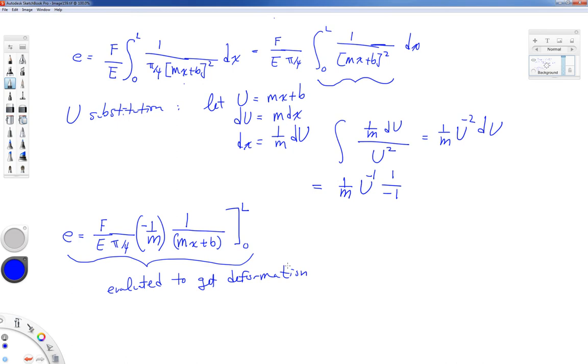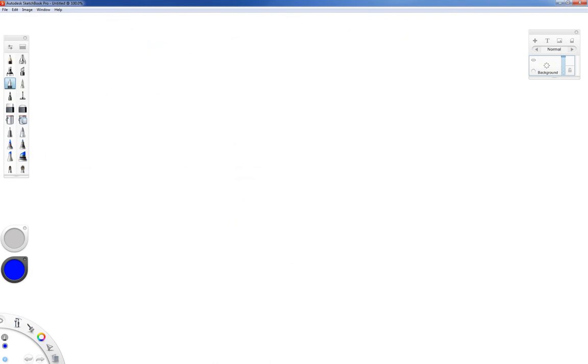All right, let's talk about this a little bit more, and then we'll do another example with some numbers. So we're going to review some of these concepts. We went through and we talked about the strain at a point, and we were able to get the deformation of a generally shaped bar as an integral along the length of the bar of f over a e dx.